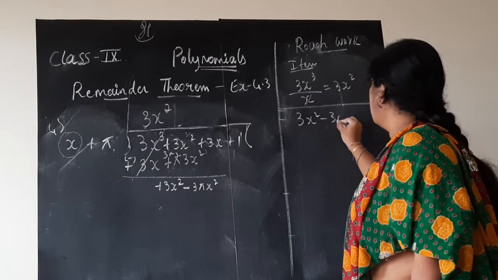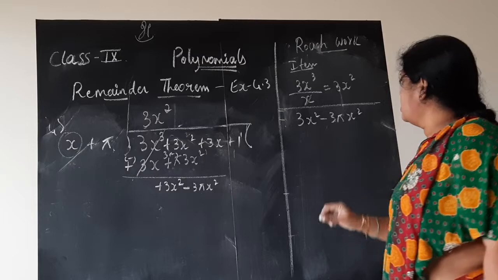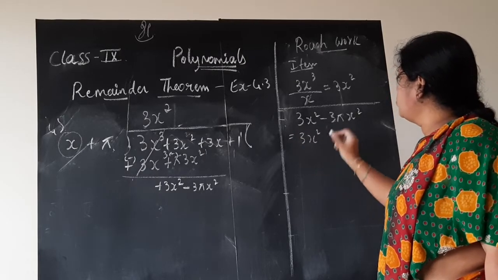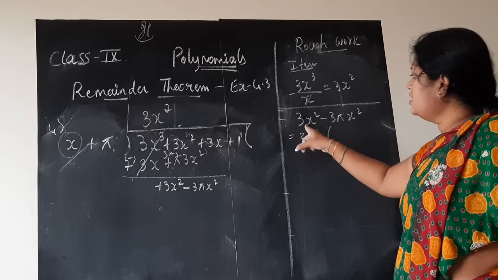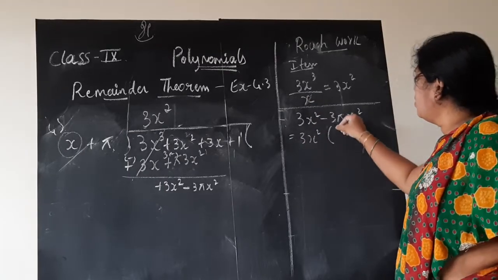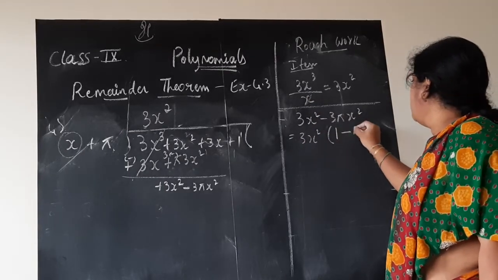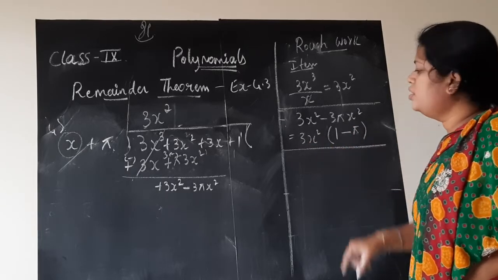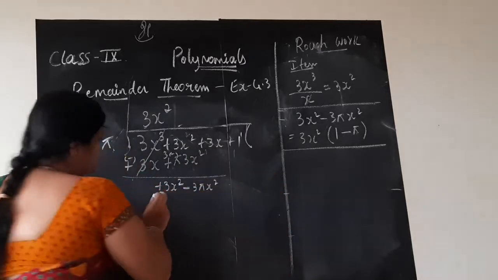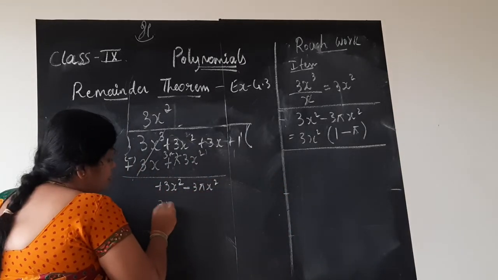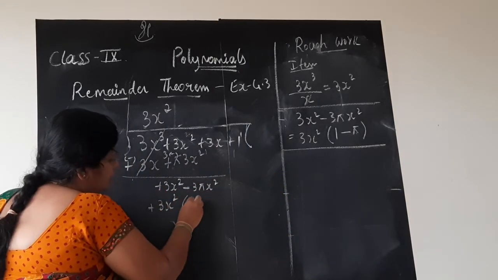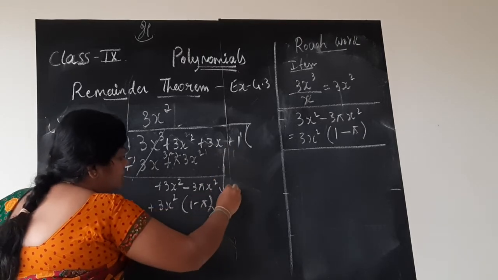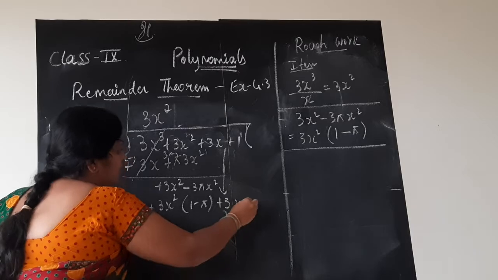So 3x square minus 3 pi x square. What is common in these two terms? 3x square is common. Taking 3x square out as the common factor, you are left with 1 minus pi. So I got 3x square into 1 minus pi. Bring down the next term, that is plus 3x.